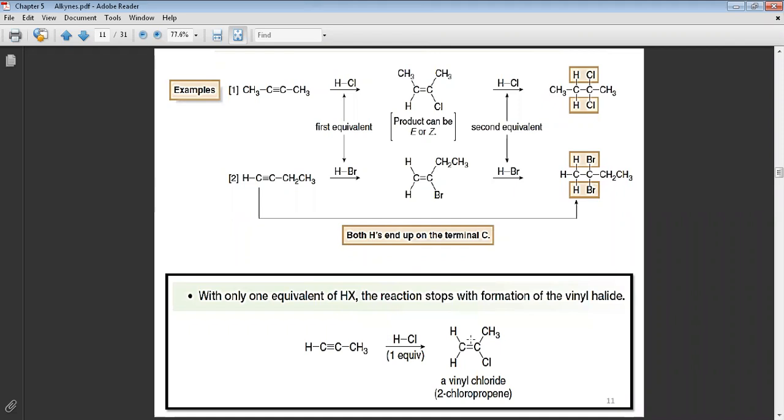What does vinyl mean? It means you have a halogen on the double bond. Also we have allyl halide, and we have vinyl halide. Allyl is different from vinyl, but I want you to know vinyl: vinyl chloride or vinyl bromide. In general, vinyl halide means you have a halogen directly bonded on the double bond.